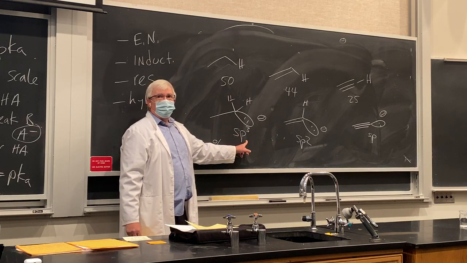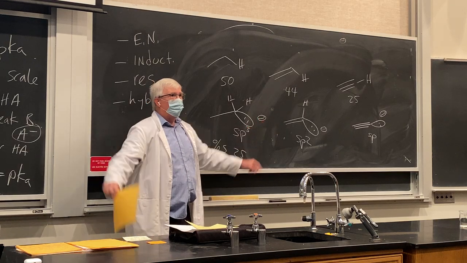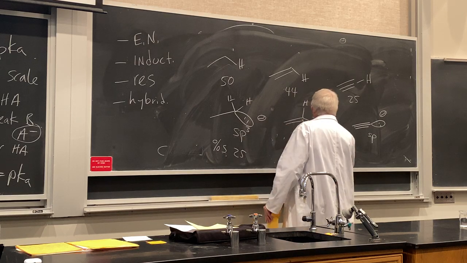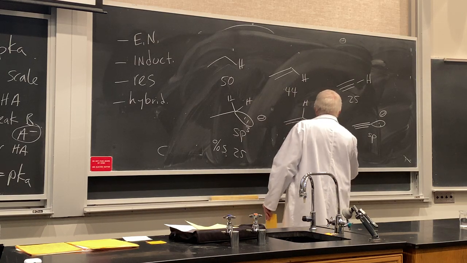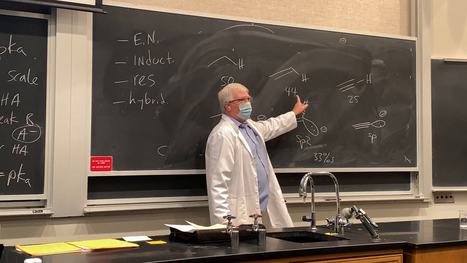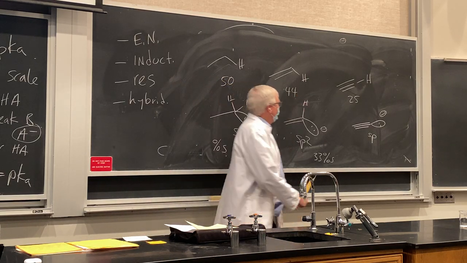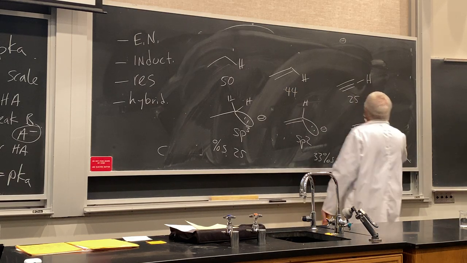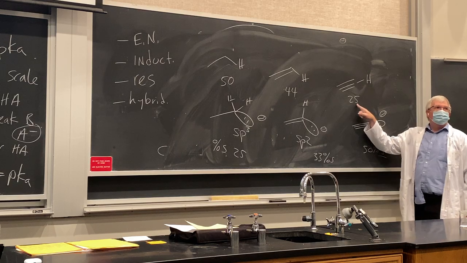And the p atomic orbitals are bigger. They're out further in space. This one's what, 33% s? So it's held a little bit closer, hence the enhanced acidity. This one here is 50%. And that's the one that gives us this practical acidity.